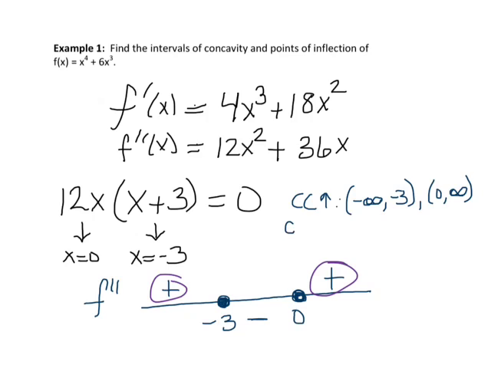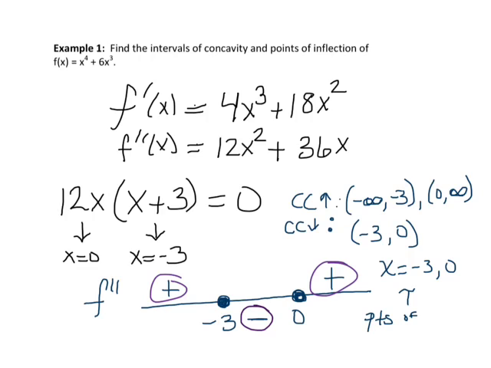Now to check for concave downward, this is the area where my second derivative is negative, and I see that down in this interval, so I'm going to notate that. Concave downward then will be between negative 3 and 0. So I found my two inflection points. My inflection points are going to be at x equals negative 3 and 0. These are my points of inflection, and I'm just going to abbreviate here for you.